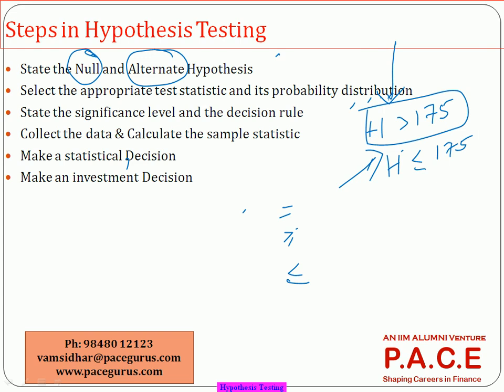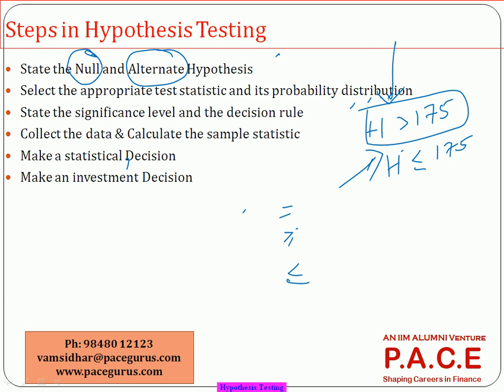The average height of an Indian male is greater than 175 becomes my alternate hypothesis. Straightforward. Most of the statements which we are making will have that kind of equality, greater than, less than kind of statements itself. And as far as the scope is concerned, we are talking of those kind of statements only.